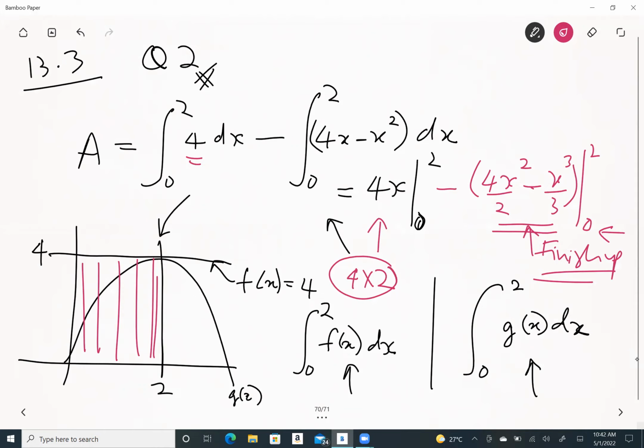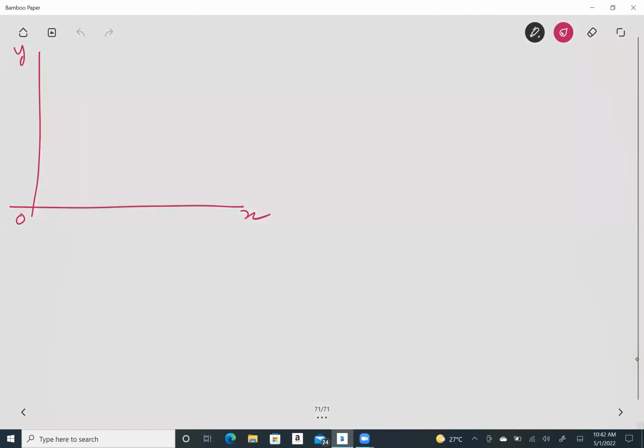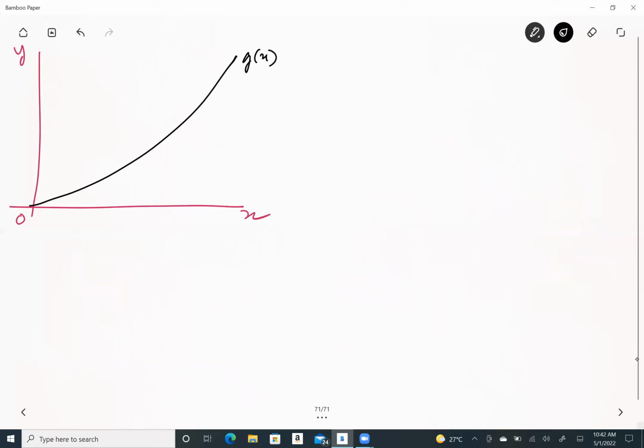Let's look at another example. In this example, I have g of x equal to 2x squared. And then I have the function f of x equal to 100 minus 2x.